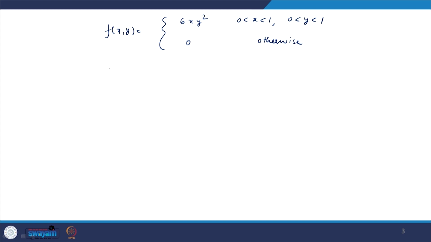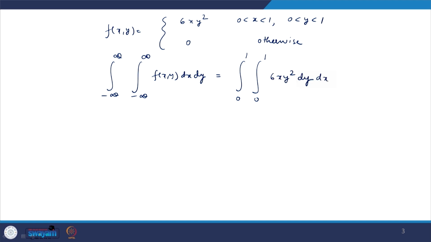Of course, if you integrate f(x, y) dx dy from minus infinity to plus infinity, it must come out to be 1. So, let us check. x is varying from 0 to 1, y is varying from 0 to 1. It is the integral of 6 x y square dy dx. So, these are the limits for y, these are the limits for x. So, it is 6 x y cube upon 3, from 0 to 1, dx.